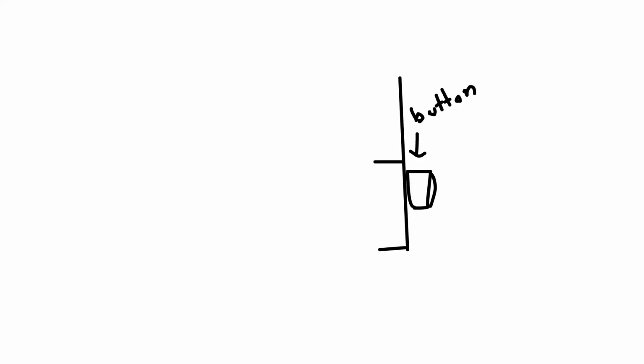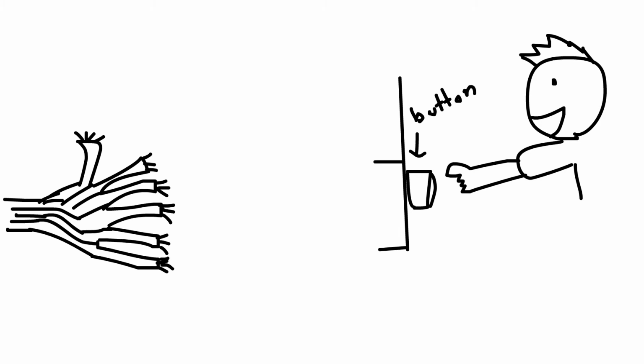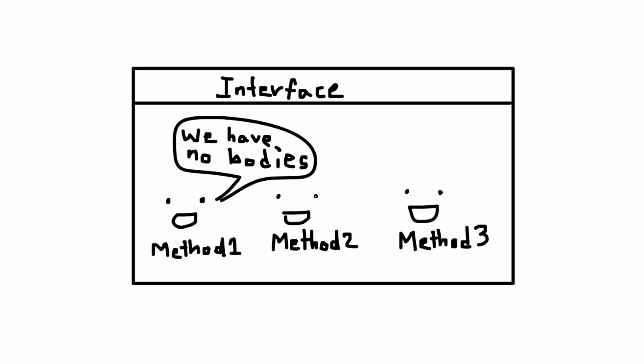The buttons on the front of your television set are the interface between you and the electrical wiring on the other side of its plastic casing. You press the power button to turn the TV on and off. In Java, an interface is a group of related methods with empty bodies.